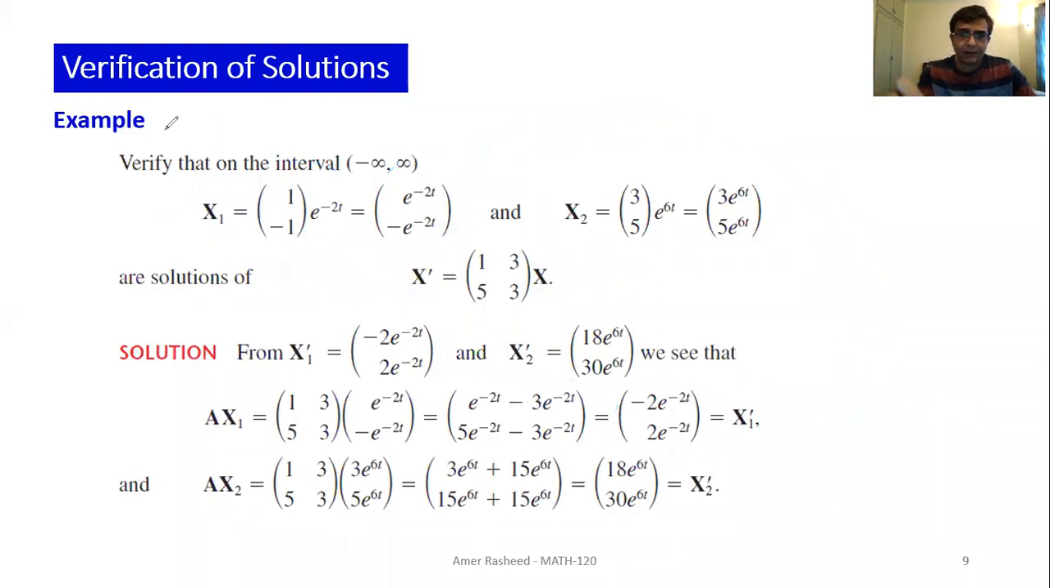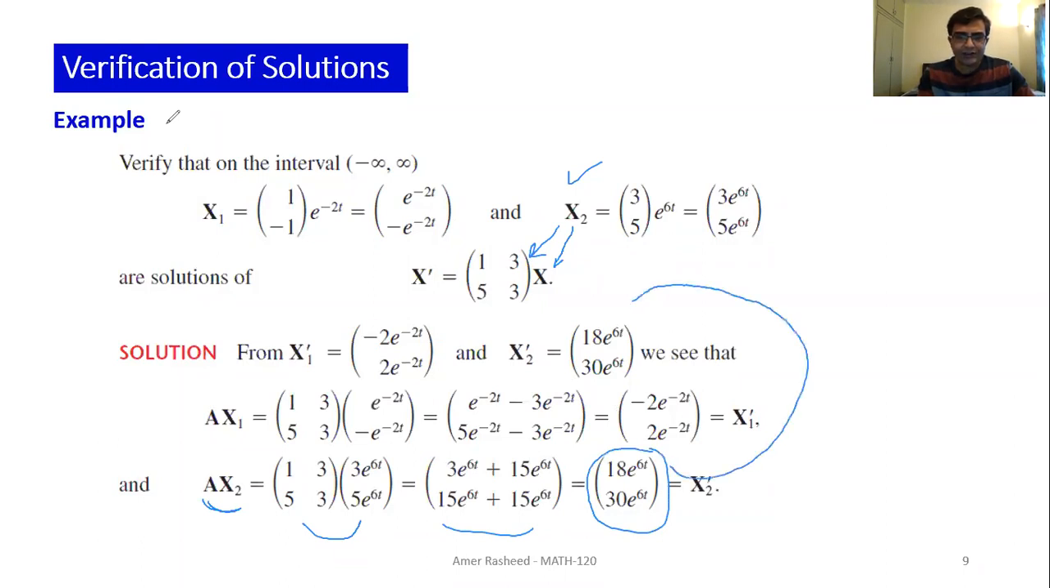Okay. Now we try to verify whether this is also a solution of this system. We started with A x2. We inserted x2 here, so A times x2, we multiply it, and we get this thing, which is equal to x2 dash. So this implies that x2 dash is equal to A x2. What does it mean? It means that x2 is a solution of this homogeneous linear system.